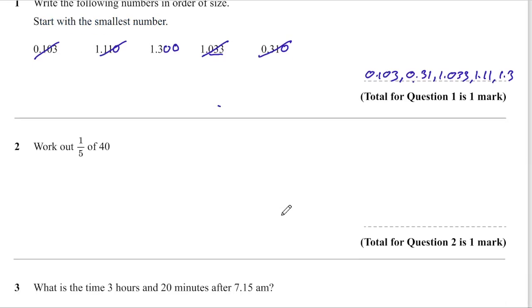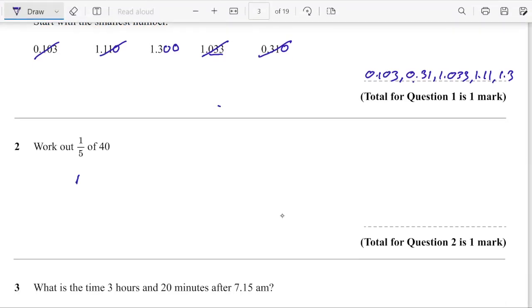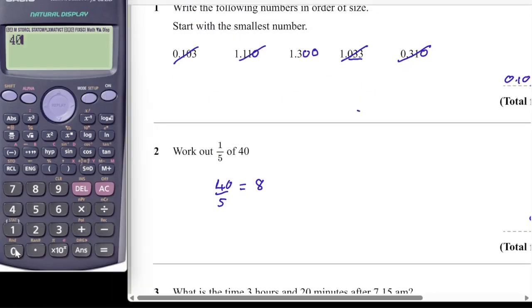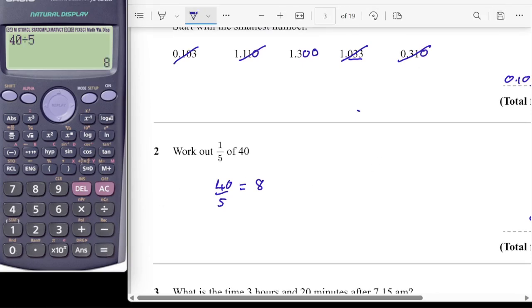Okay, question 2. Work out 1/5 of 40. So that's the same as really 40 divided by 5, which is going to give me 8. Feel free to double check all of these answers on a calculator. I'm using quite an old emulator just so I can show it on my screen. There we go. No issue there.